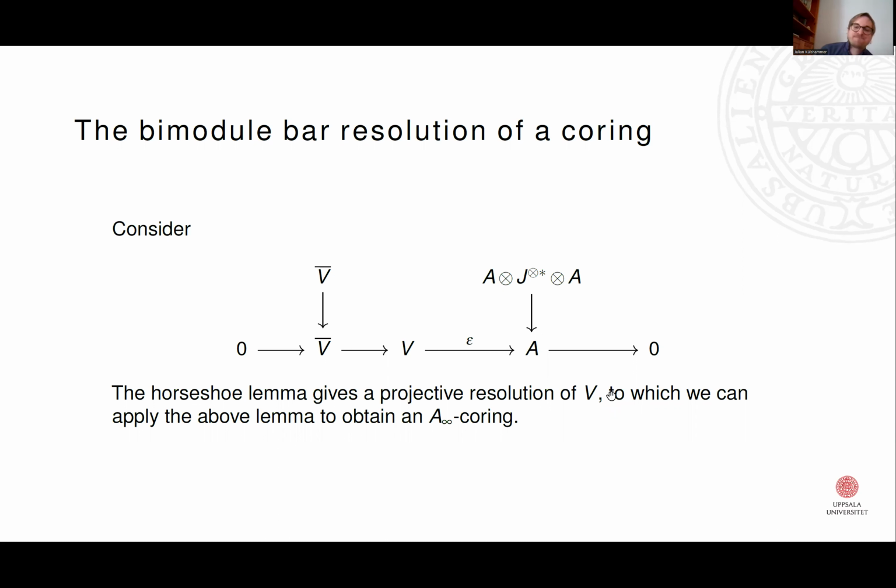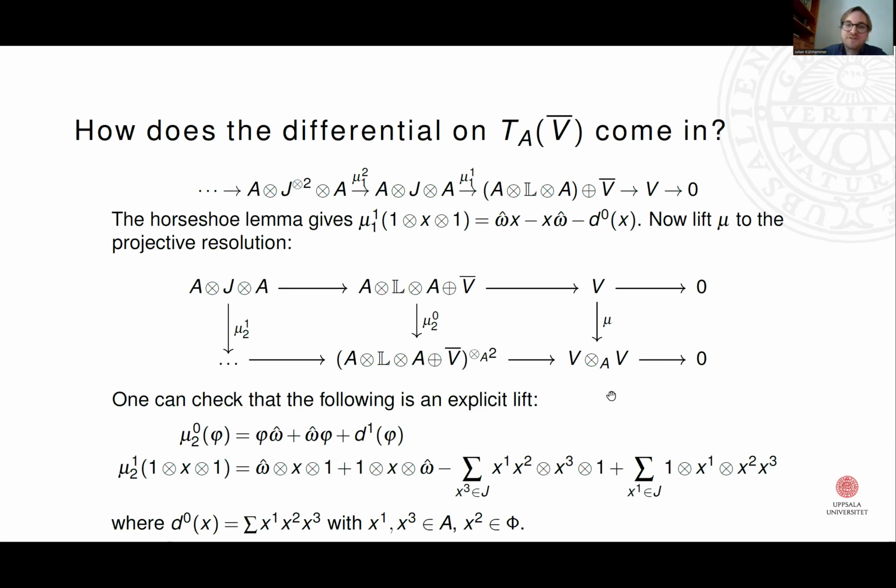Now we want to use this explicit bimodule bar resolution to explicitly describe this A-infinity co-ring structure in terms of the differential on the corresponding semi-free ring TA of V bar. So how do we do this? First of all, what's the resolution? We just sum them together, and then you have this mu1 in degree 1 and mu1 in degree 2.